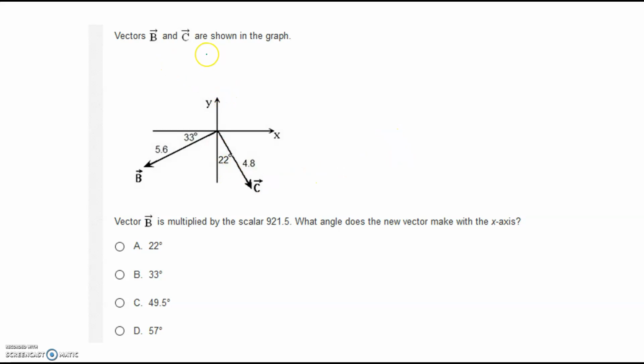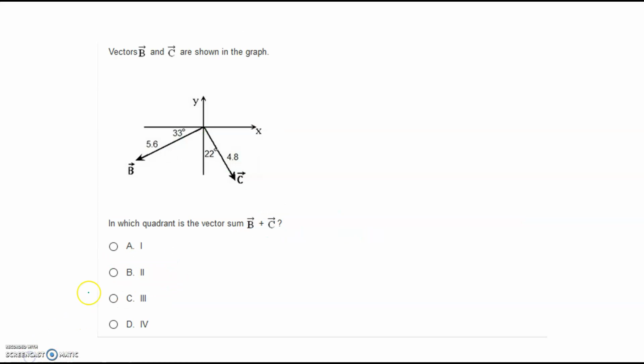So we're given vectors B and C, and it says it's multiplied by a scalar of 921.5. Multiplying a vector times a scalar does not change the angle, or the direction of the vector. It doesn't change the angle at all. So because this angle is 33, it's still 33. Kind of a tricky question.